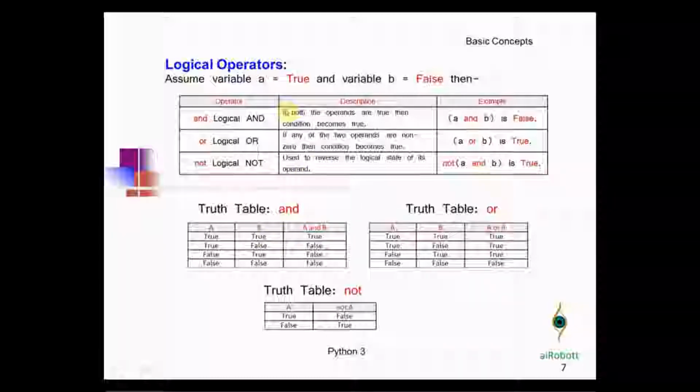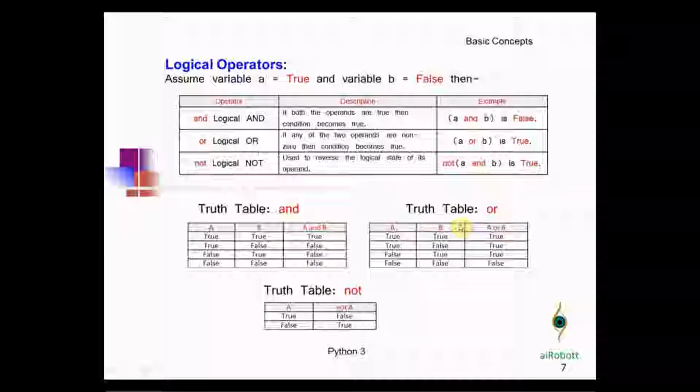For example, A is equal to true and B is equal to false. Using this and logical operator, if both are true, the result is true. If any one of the variables is false, it gives false. See here, in these two conditions, it returns false. If both are false, then it returns false.